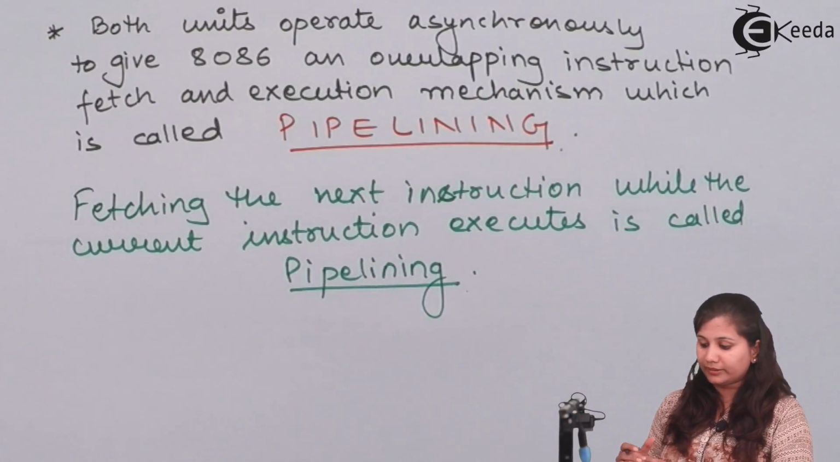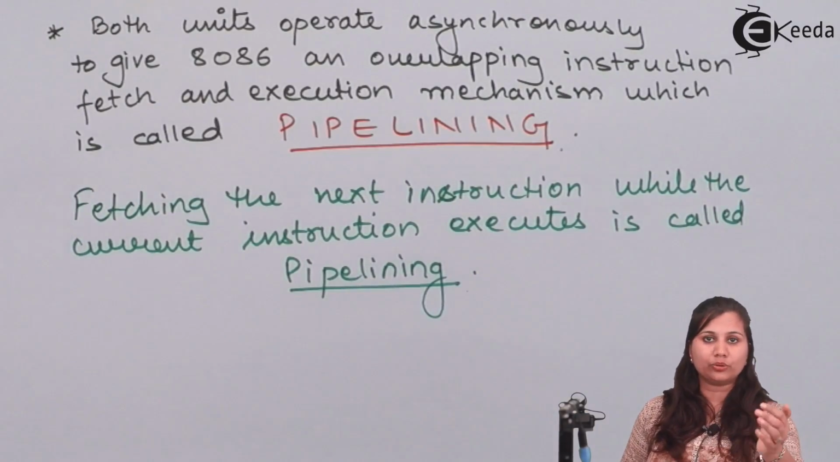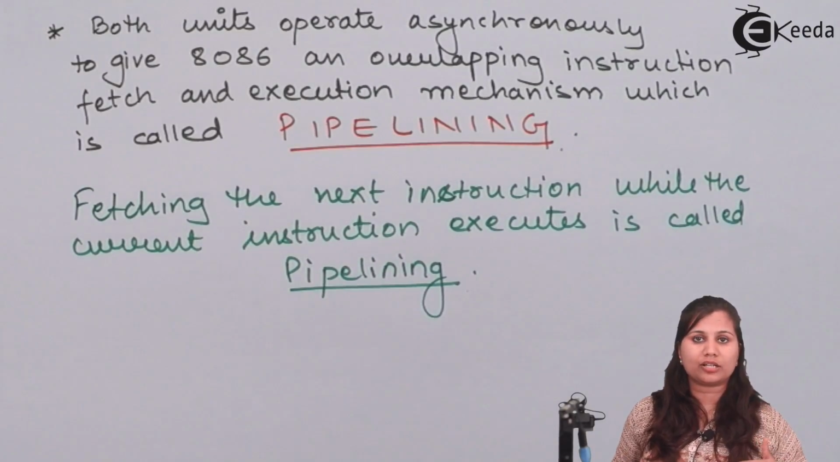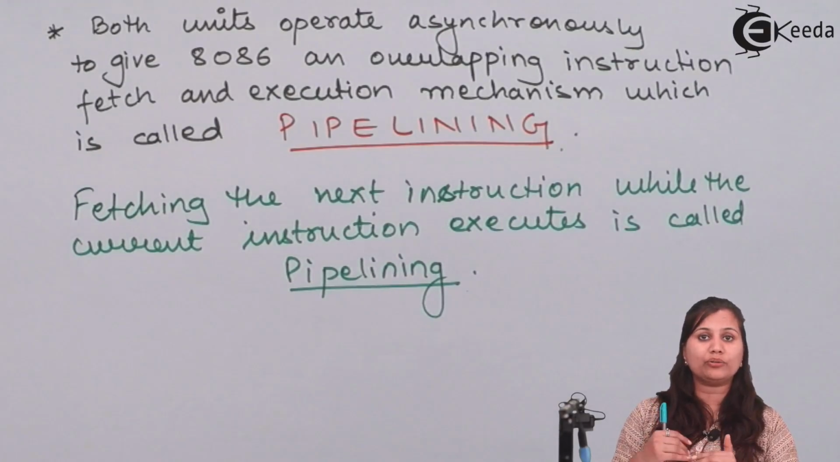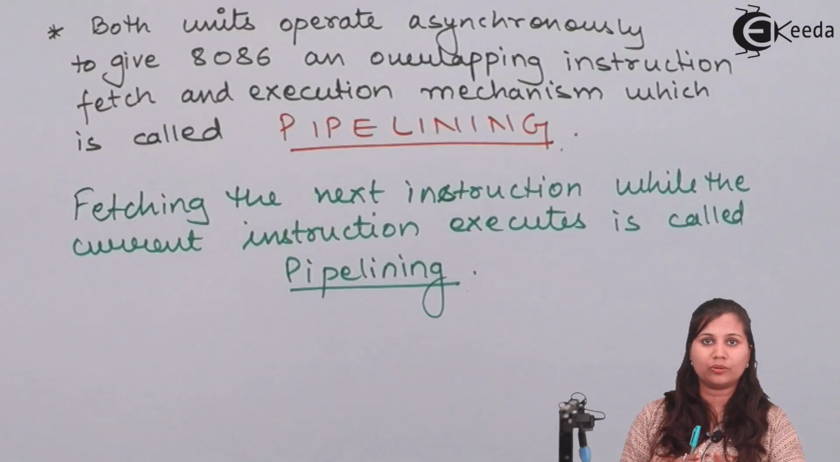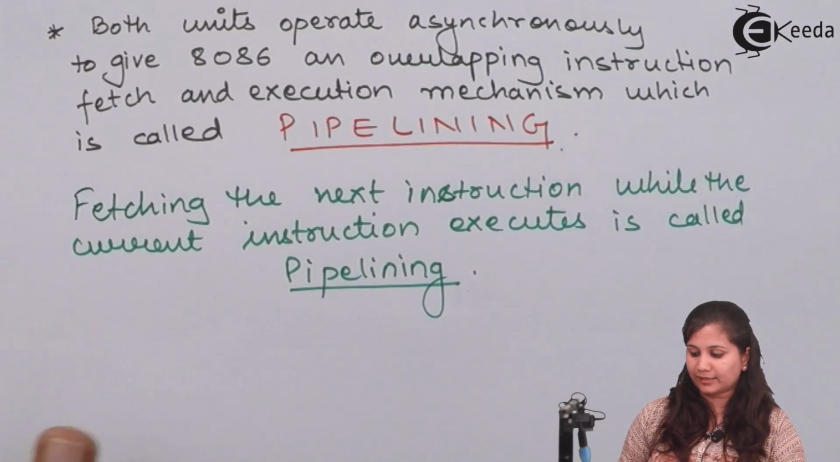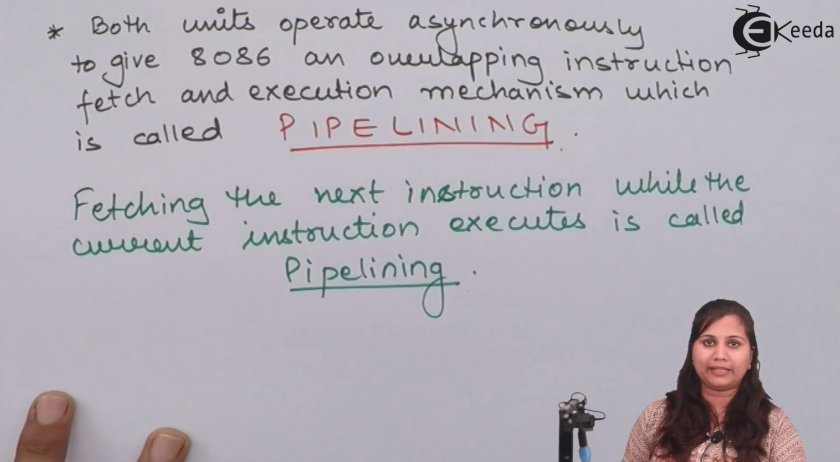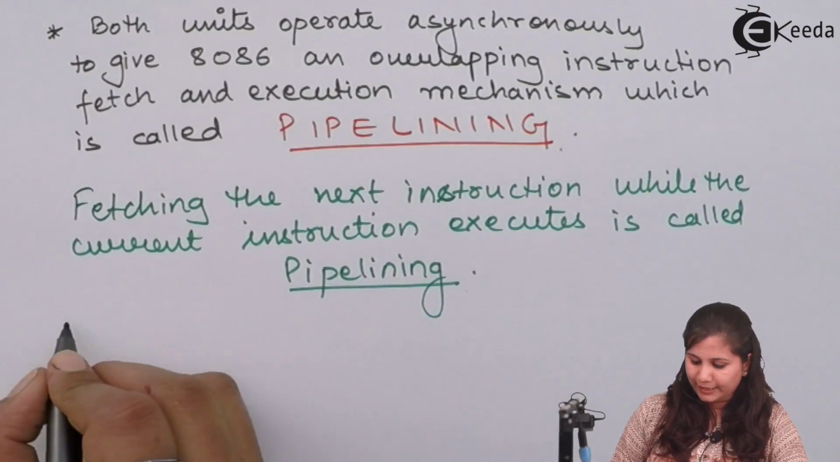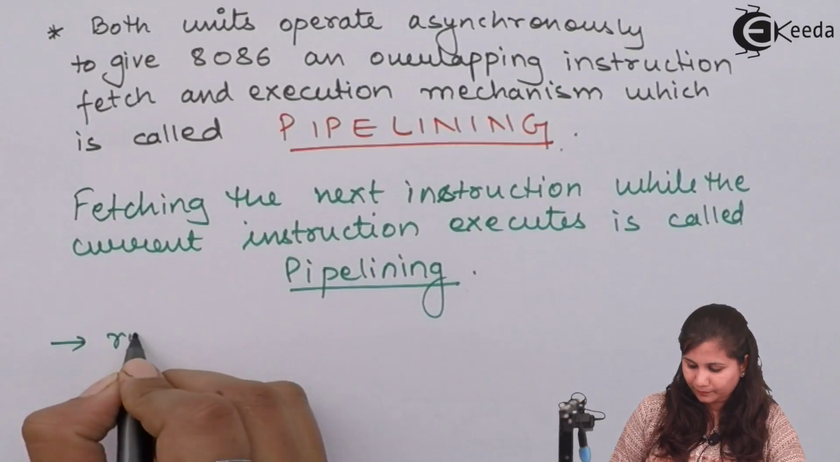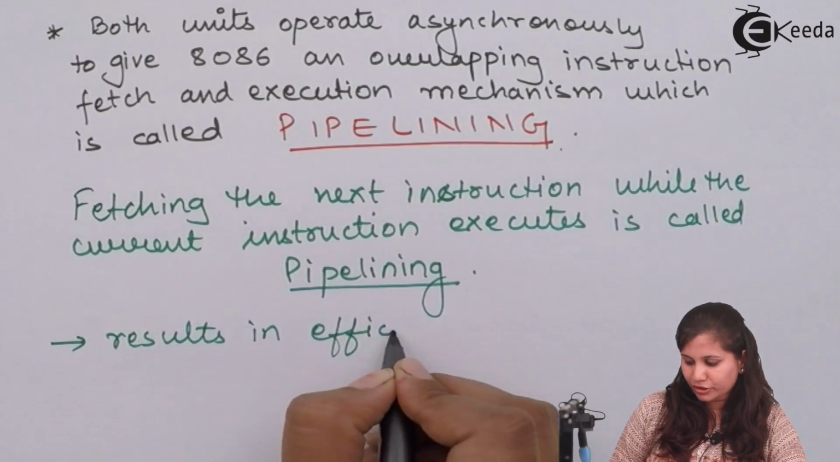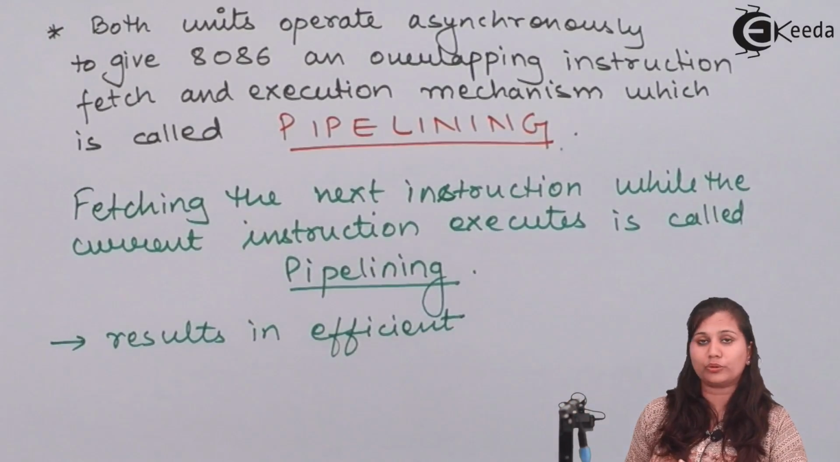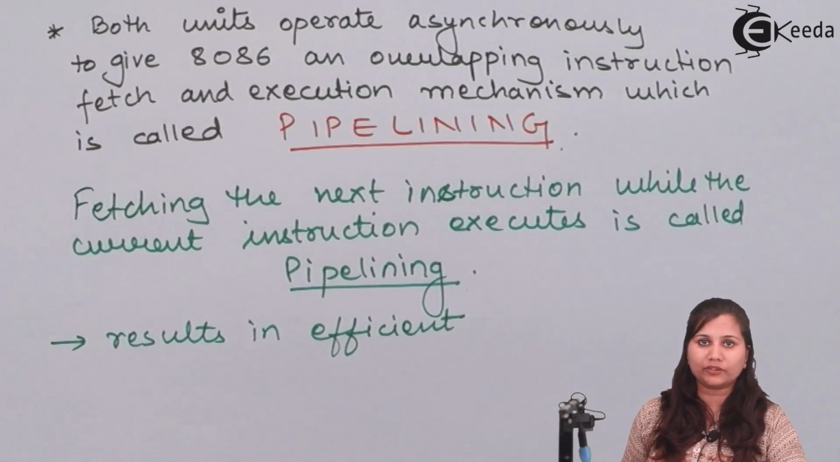So it reduces the time taken to execute a whole program, because when a current instruction is being executed, the next instruction is already being fetched, so the time taken to fetch the next instruction has been reduced. This feature is known as the pipelining feature, and it results in efficient use of the system bus, and it also improves the performance of the system.